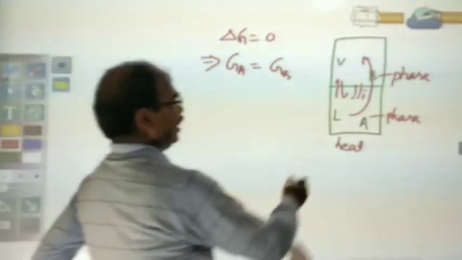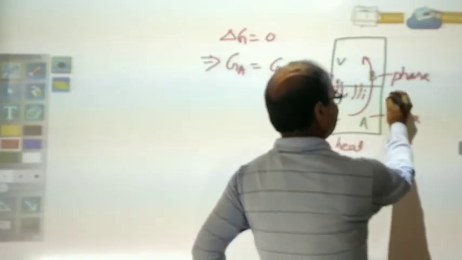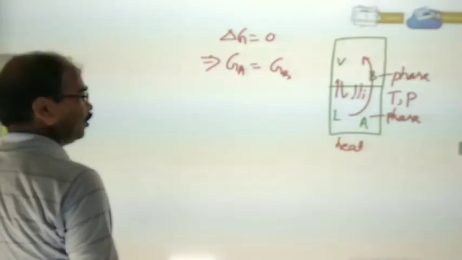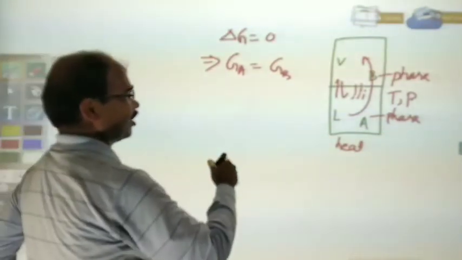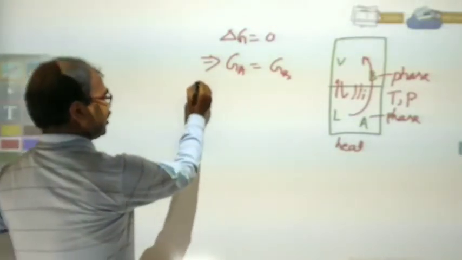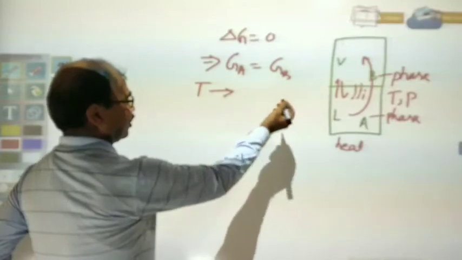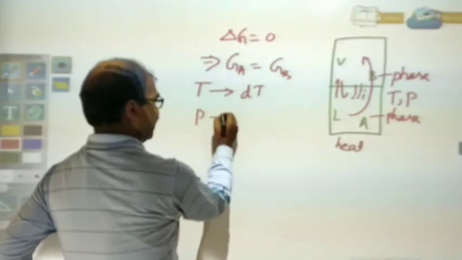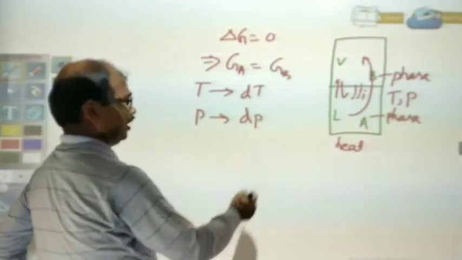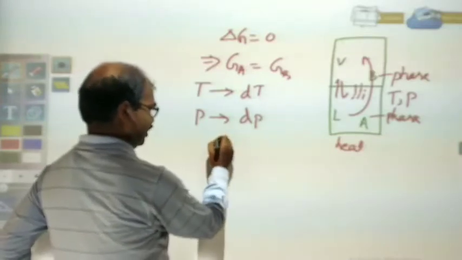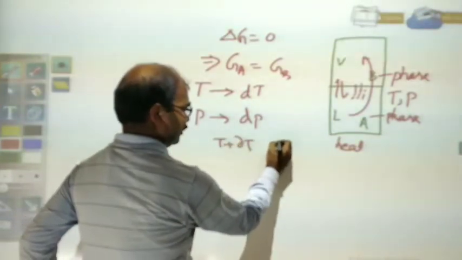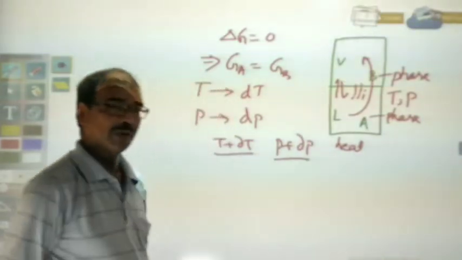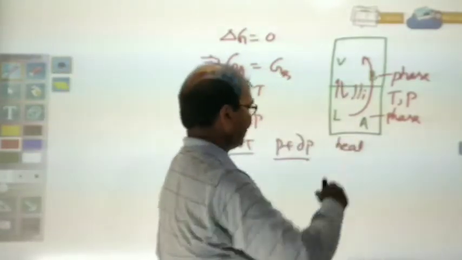Say this equilibrium is maintained at temperature T and pressure P, and now we want to change the system infinitesimally, that means the temperature changes by dT and pressure changes by dP. So the new temperature and pressure will be T plus dT and P plus dP, and at this new temperature and pressure, again the equilibrium will be attained.